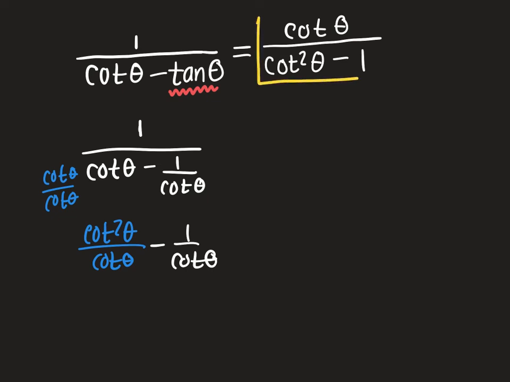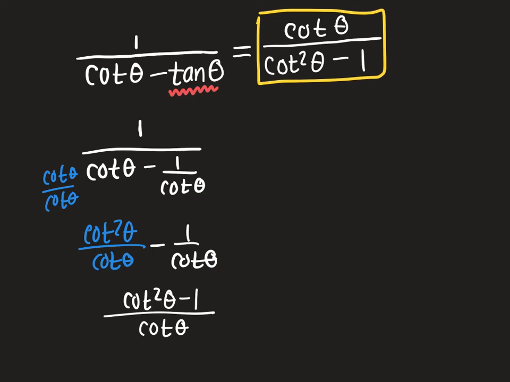Just putting a box around this so I can find it later. No, because that's just going to put us back where we were. So we need to combine now. We need to actually subtract. So that's going to be cotangent squared theta minus 1 over cotangent theta.